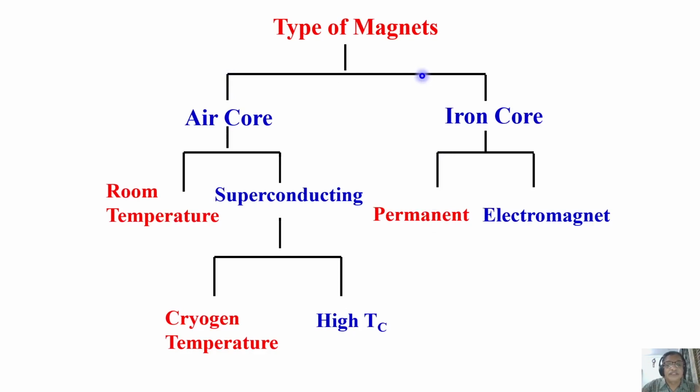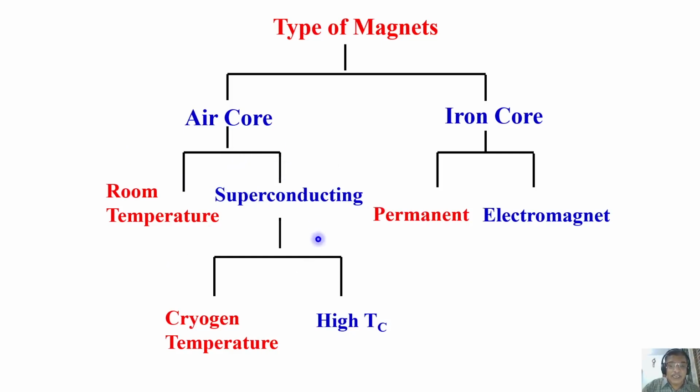Let us go to the types of magnets. It is very important. Broadly, magnets can be classified into two types. One is the air core magnet, the other is the iron core magnet. Of course, in the iron core magnets, as all of you would have understood in your early college days, you have a permanent magnet and you have an electromagnet. So long as there is a positive current, you have a magnetic field. That's fine. The air core magnets again can be divided into two types. One, you can have a magnet at room temperature, and you can have a magnet at superconducting temperature. It is a superconducting magnet.